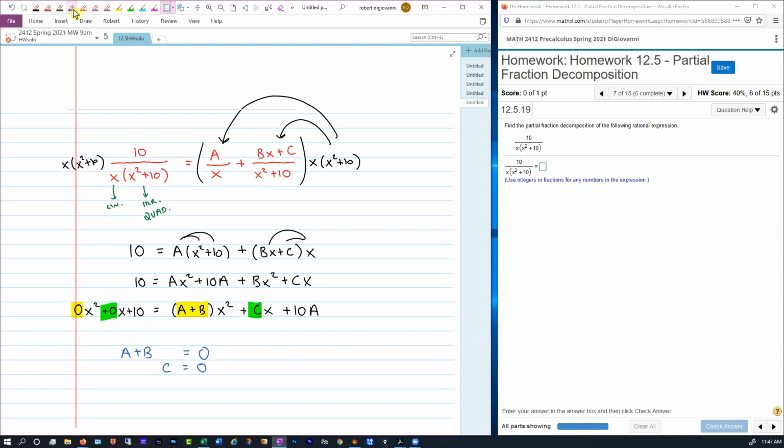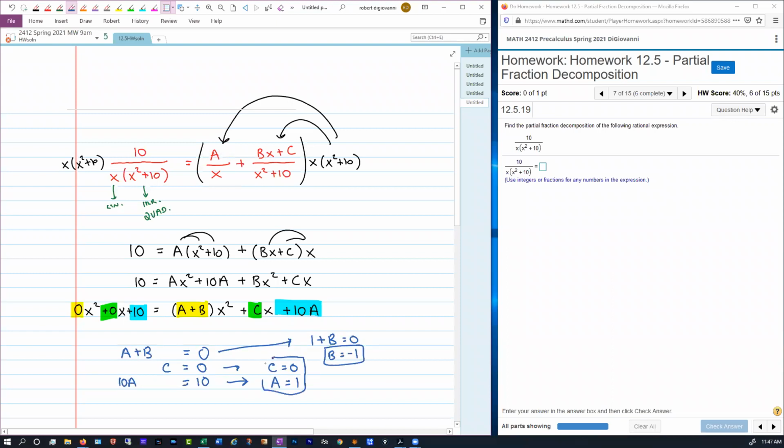And then I know that 10a has to match with this. So I know that 10a has to be 10. But that just means that a is 1. Divide both sides by 10. And then we already know that c is 0. And so we can use this equation, replacing a with 1, get 1 plus b is 0. So b must be -1. So we know what a, b, and c are.